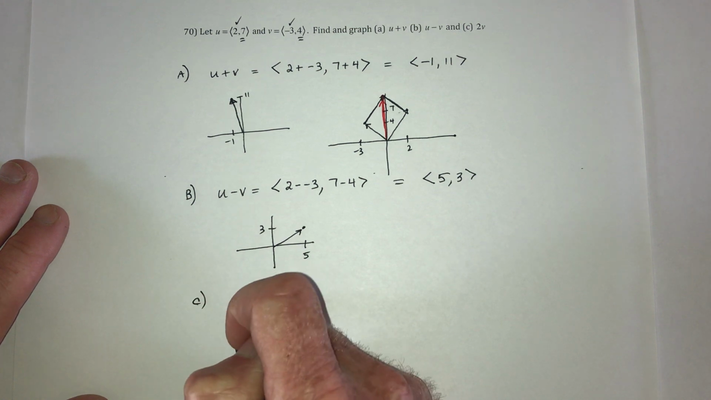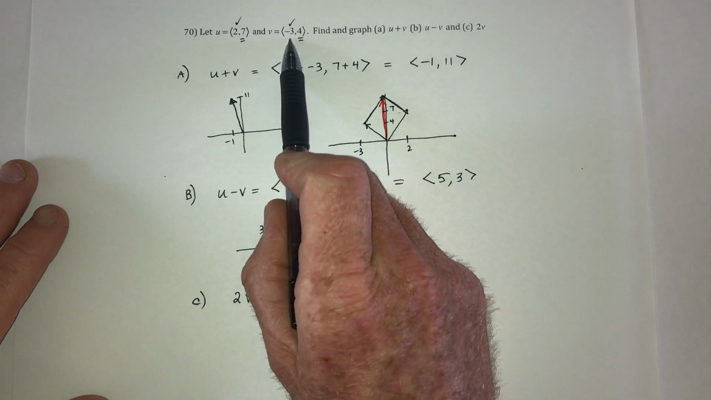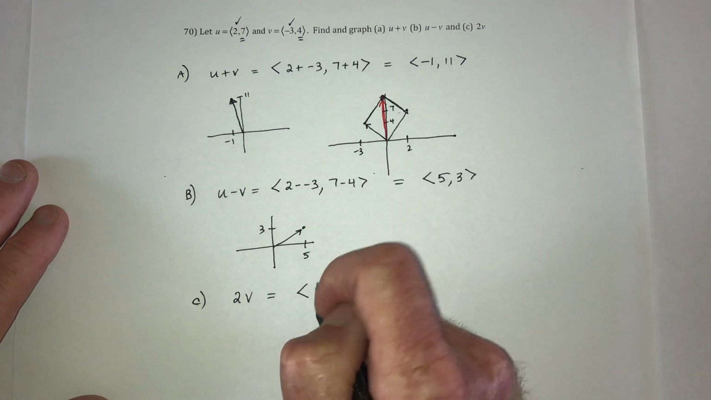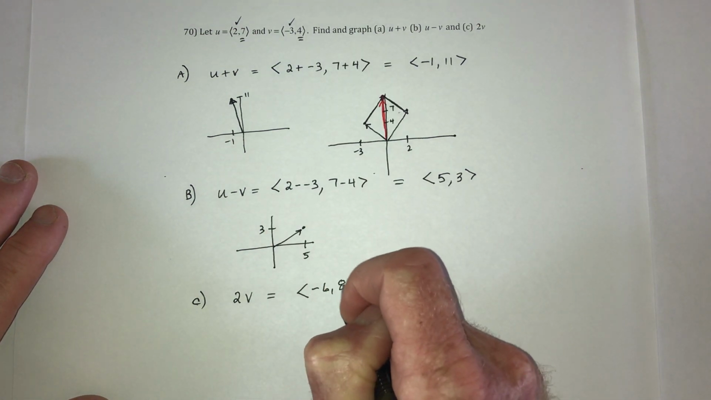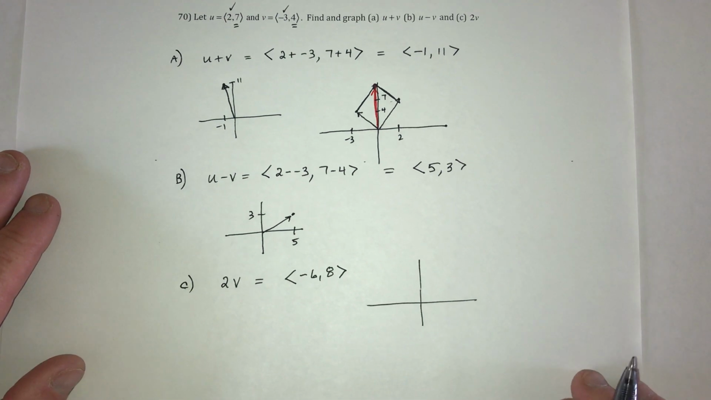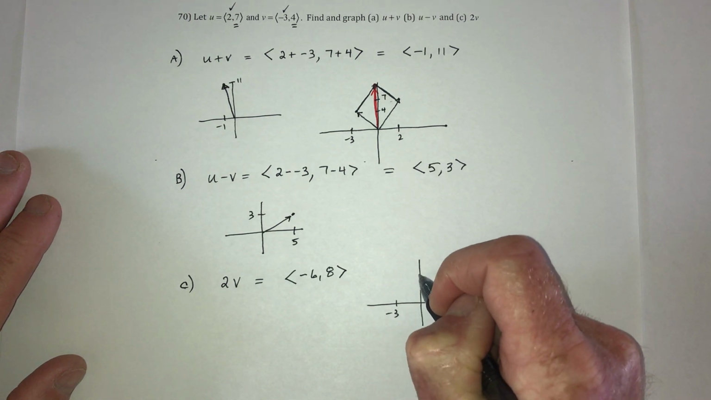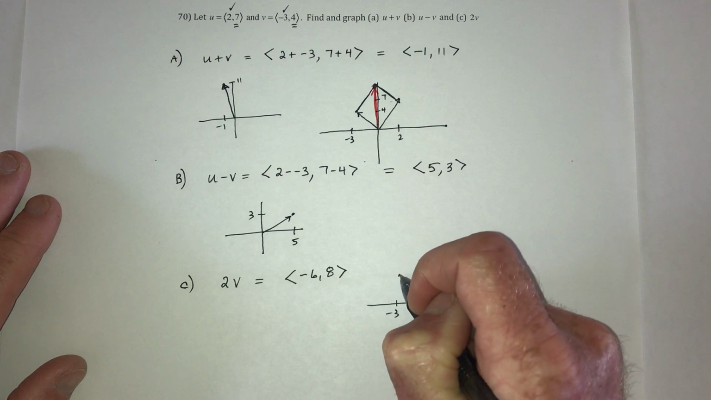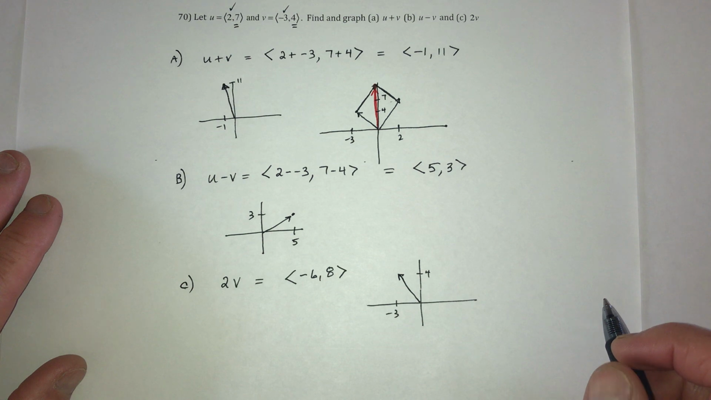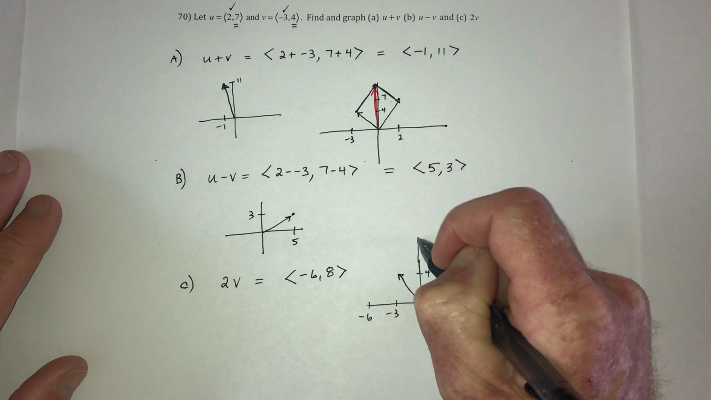Next up, what about 2 times V? So that just means take these numbers and double them. So this will be negative 6 and this will be positive 8. So if you were to graph the original V, that would mean go to negative 3 and 4. This is the original vector V. Now when you double it, that means you go over to negative 6 and you go up to 8.